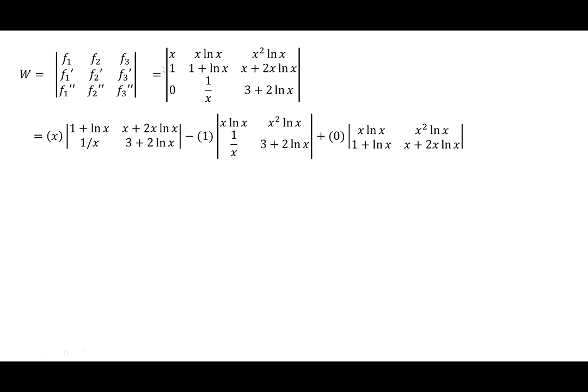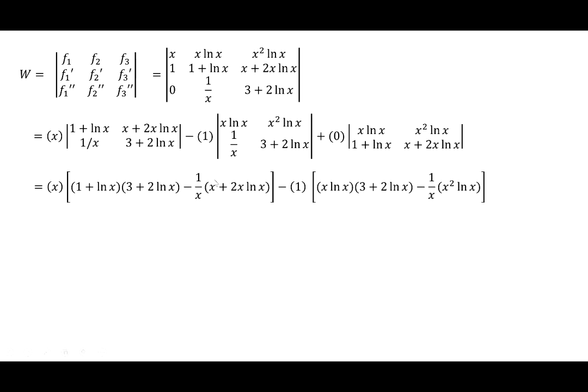Again, the same principle. Cross out that row in which you have 1 and also that column in which you have 1. So that leaves us with x natural log of x, x squared natural log of x. These are gone. 1 over x, 3 plus 2 natural log of x. That's what I wrote here. Similarly, 0 times, cross out this row, cross out that column, you're left with those. So that's what I wrote here. But the beauty of it is we don't care what this is because we are multiplying that by a 0. And did I do that? I didn't explain.